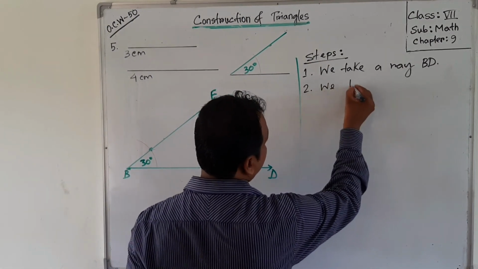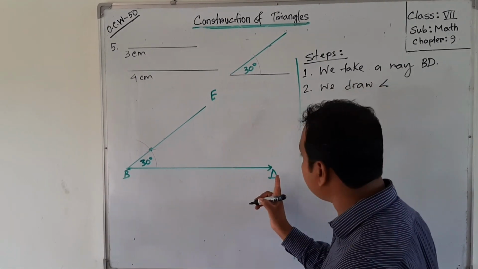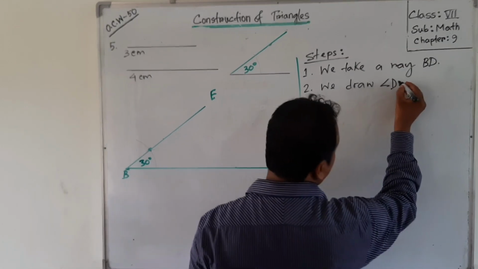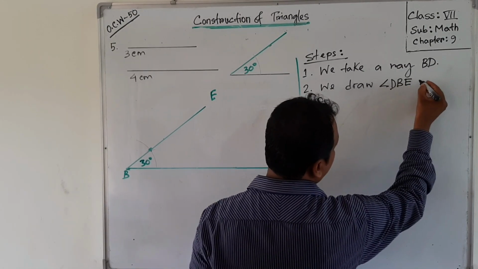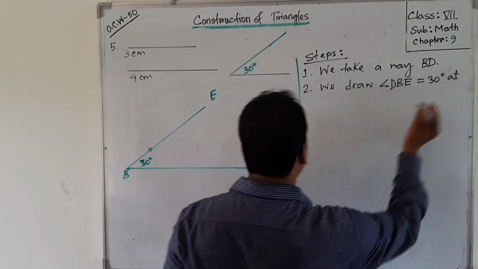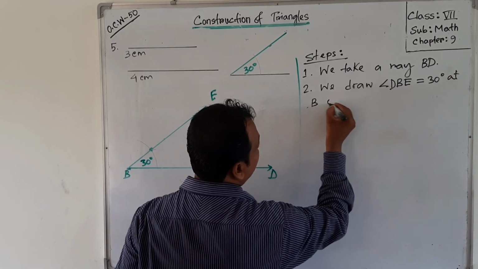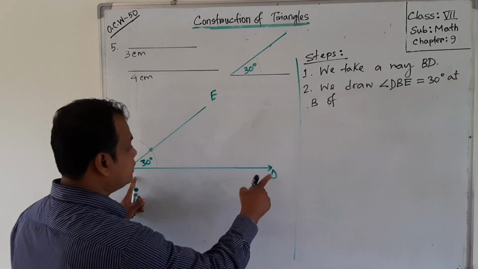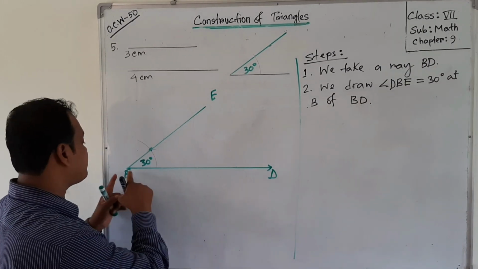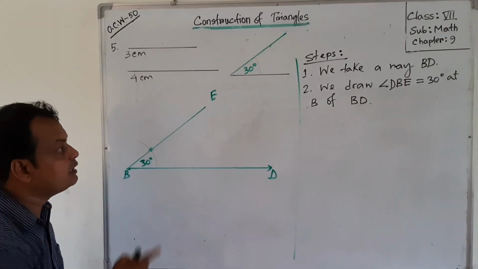We draw angle. What's the name of this angle? Angle DBE equals to 30 degree. What have we drawn? At point B of BD, from the ray BD at point B we have drawn angle DBE equals to 30 degree. So this is the second point.